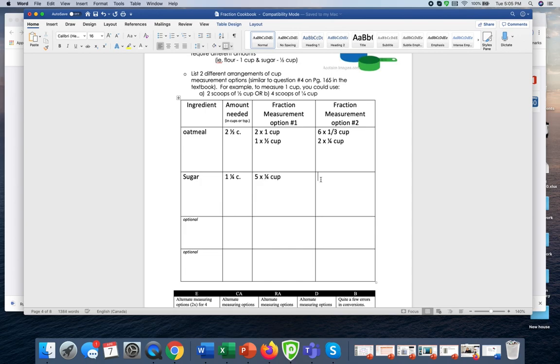What else could I do? Maybe I could do 1/2 cup. Okay, so I maybe use my half cup measure. I need to have 2 of those scoops of half a cup. And then I need to have, again, a quarter of a cup.